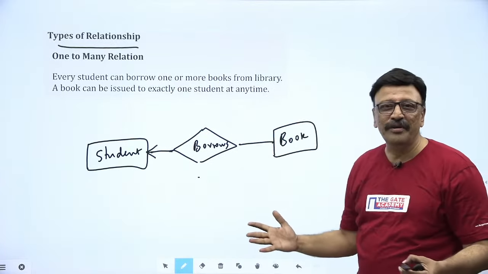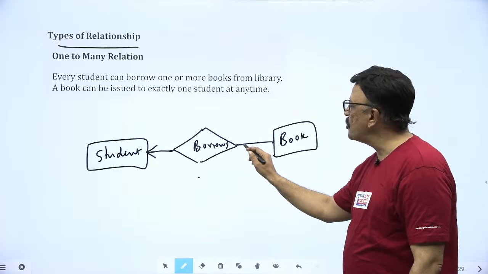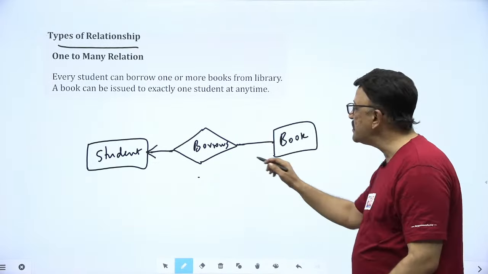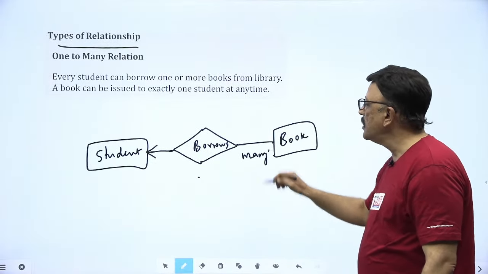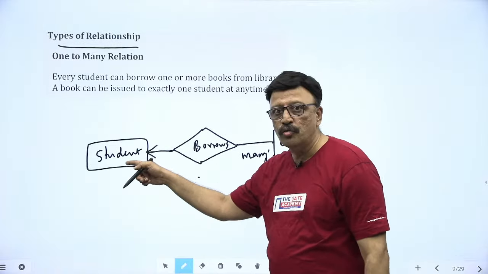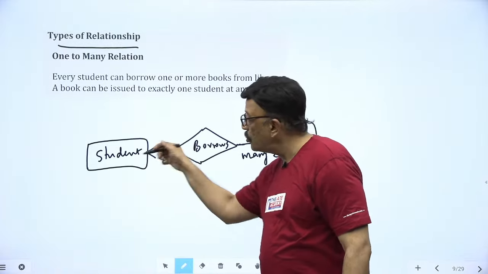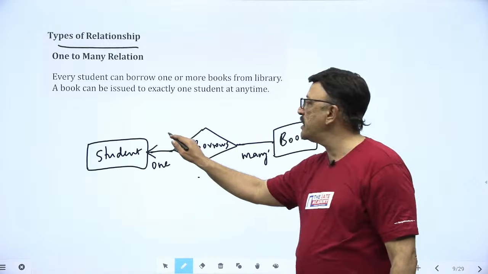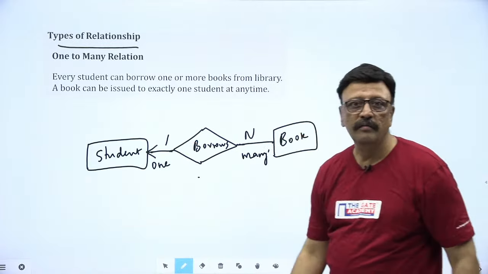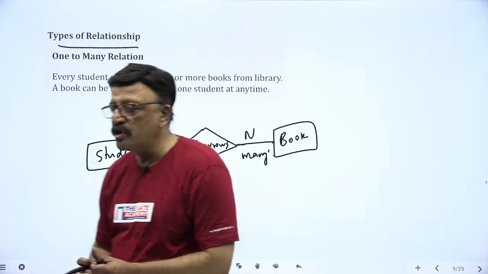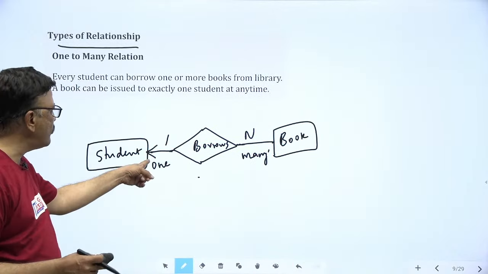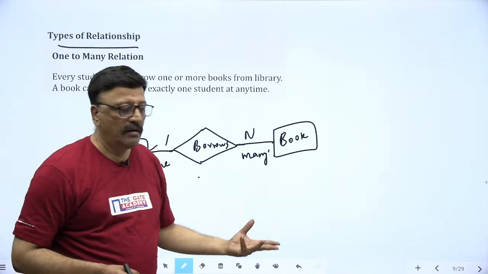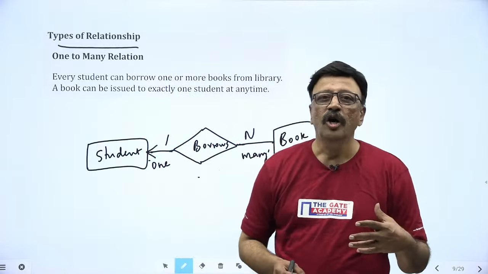Now, what do you understand from this? There is an edge from the borrows relationship to books, but there is no arrow. That means this is the many side. There is a line connecting borrows and student, but there is an arrow towards student. That means student is the one side. The same thing could have been written by writing 1 and N over here. Most of the time, questions asked in GATE use this arrow convention. They don't use the numbers 1, N, but we started with that because that's my favorite way of showing things.